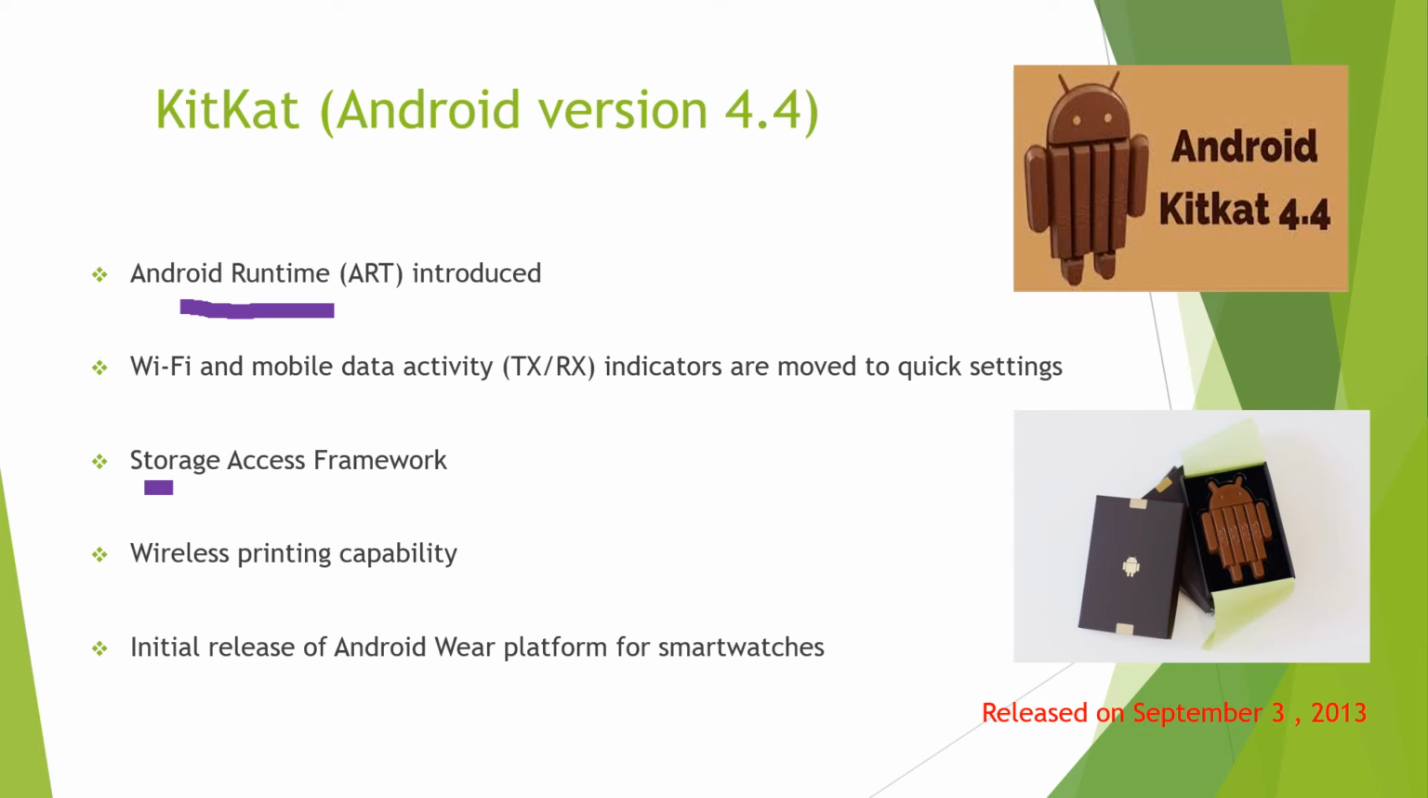Another feature KitKat provided was the storage access framework. The storage access framework included APIs which allowed apps to retrieve files in a consistent manner. As a part of the framework, a new system file picker allowed users to access files from various sources. The next feature was wireless printing capability. And another important feature introduced as a part of the KitKat release was the initial release of the Android Wear platform for smartwatches. So the support for smartwatches was given in KitKat.